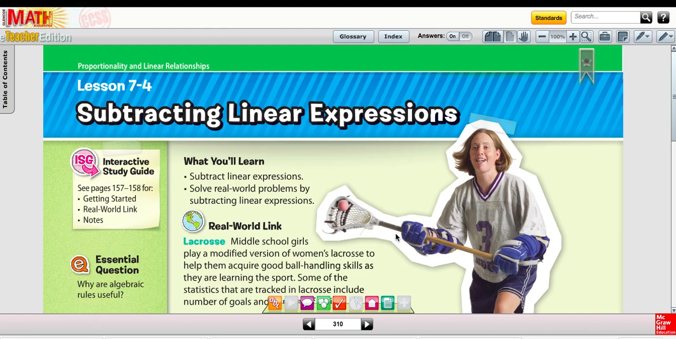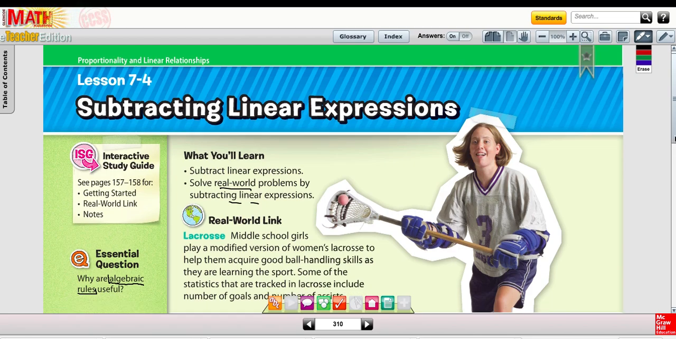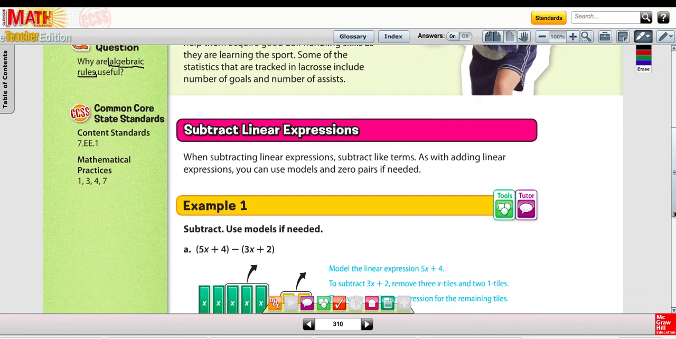For lesson 7-4, you will be subtracting linear expressions. Last section you were adding, this time you are subtracting. And so you're going to be able to subtract linear expressions and then solve some real world problems that involve subtracting linear expressions. Again, remembering those fundamental algebraic rules that we need to understand and apply so that we can solve problems but also understand some of those fundamental pieces so we can move forward in math courses to come.